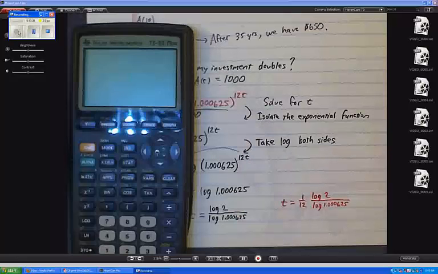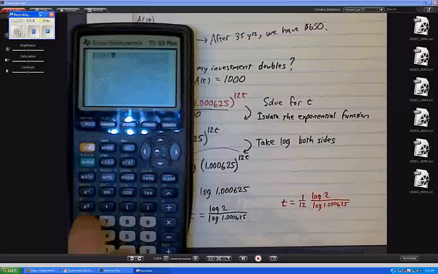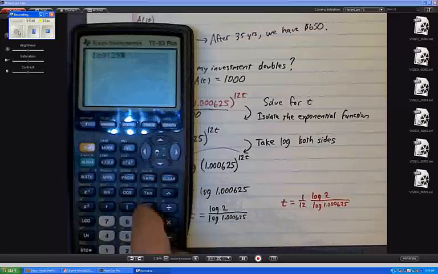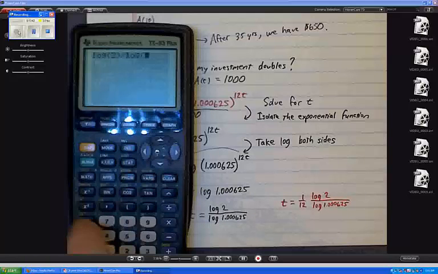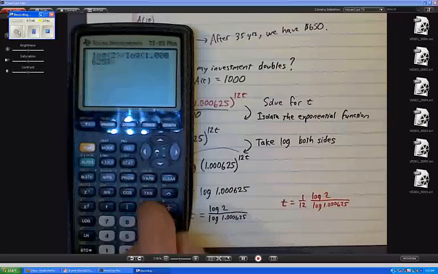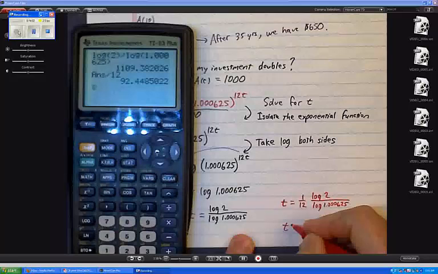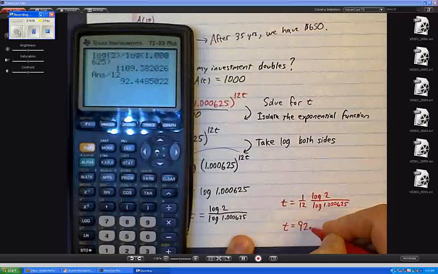And so now I just have to be careful about typing that into a calculator. So maybe I'll do it this way. I'll type in log of 2, and I'll divide by log of 1.000625. So there's that answer, and then I have to do what? Divide that by what? 12. Okay. Ouch. t is going to equal 92.45 years.